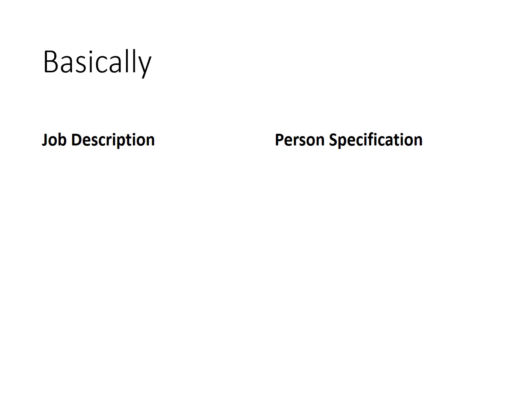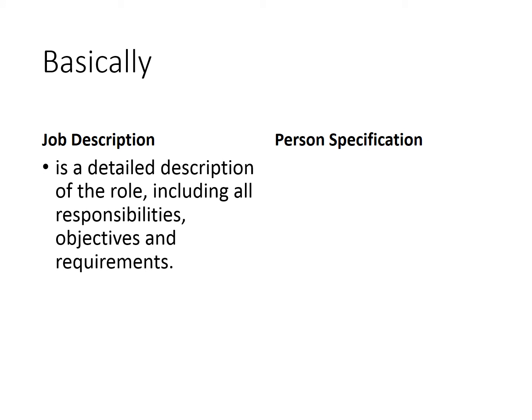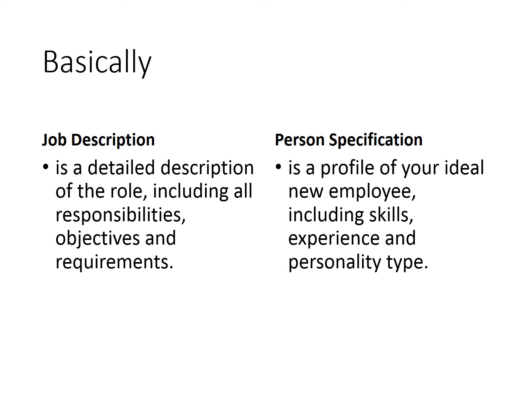So basically then, a job description is the detailed description of the role, including all responsibilities, objectives, and requirements. Whereas the person specification is a profile of your ideal new employee. I've got a bit pictorial here, so these are the pictures I'm going to use. The blue square is the job description. The green head is the person specification.